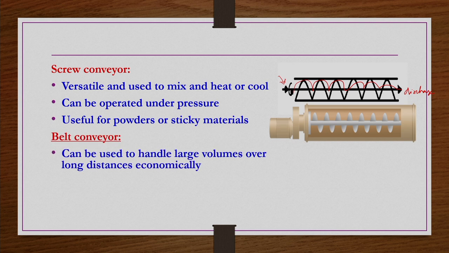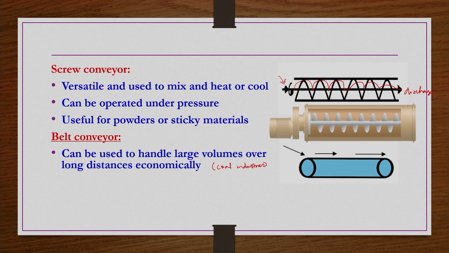Belt conveyors can be used to handle large volumes over long distances economically. These belt conveyors are very common in coal mining. Especially if you are doing underground mining of coal, you may be digging deep into the earth, several meters, sometimes kilometers, and there you may be finding the coal. This digging is not done completely horizontally or completely vertically; they dig at certain angles. The material that has been found usually has to be transported through these belt conveyors, okay? But there are also applications in other industries, wherever solid handling is required in any chemical plant, such as these screw conveyors, belt conveyors, etc.